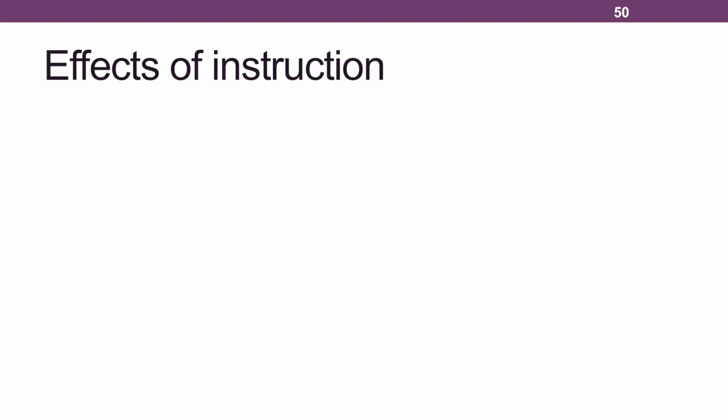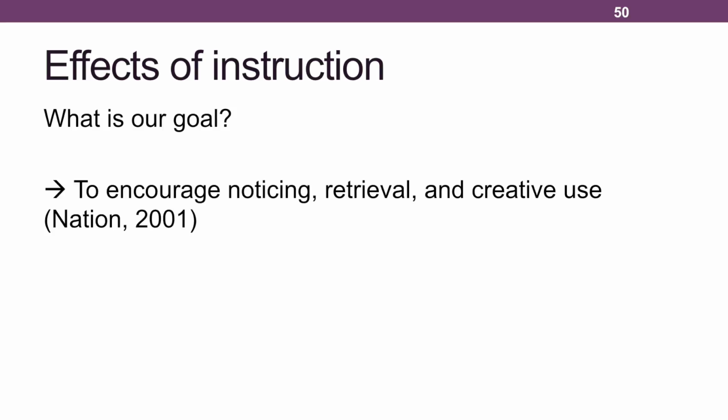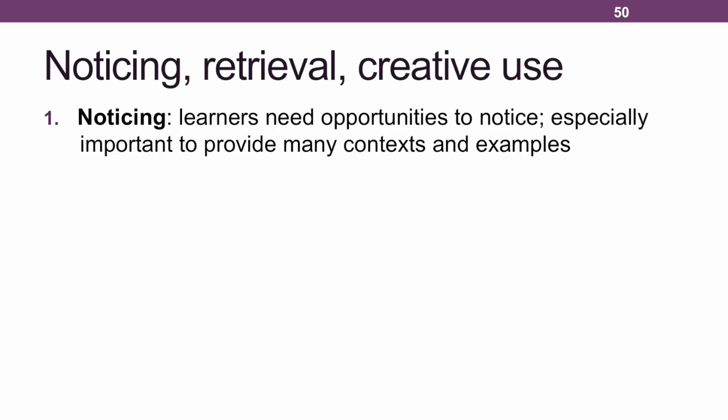When we talk about effects of instruction, we have certain goals that we want, as teachers, to encourage their learning. And they're encouraging noticing, retrieval, and creative use. These are the three things that can sort of assist them in learning vocabulary. For noticing, they need opportunities to notice. So the more times you use the word in class, the more opportunities they have to notice it. The more it occurs in the input, the more you might notice it. So just having it a lot in class is a good idea.